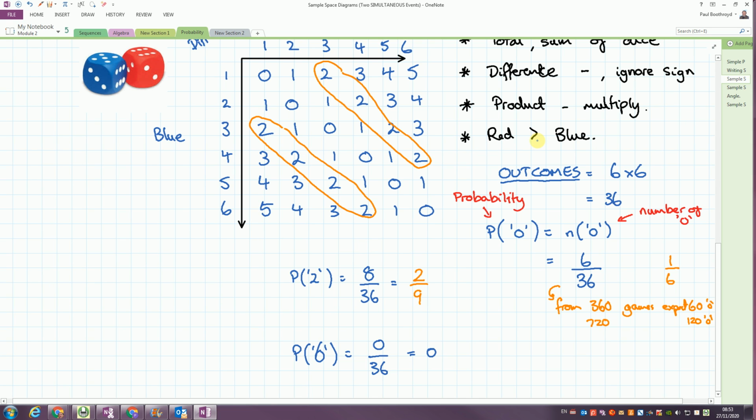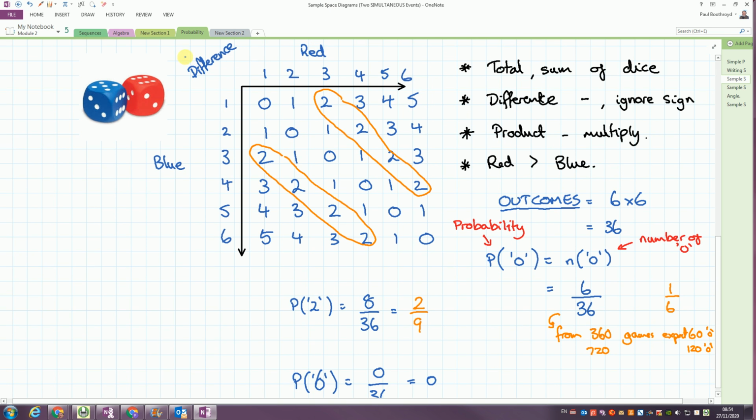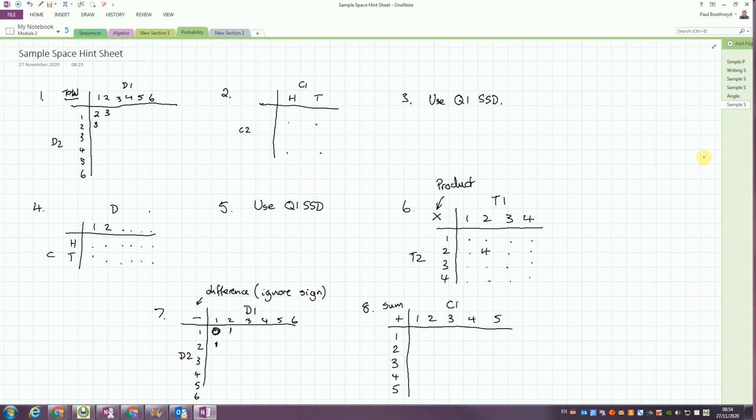Depending on the situations, you might be asked how many ways are there to get the same number? How many ways are there to get different ones? For each of these situations, draw a new sample space diagram. Now, I've given you a hint sheet for the exercise I've set you. They're the starts for the sample space diagrams. So you can use those from the screen.